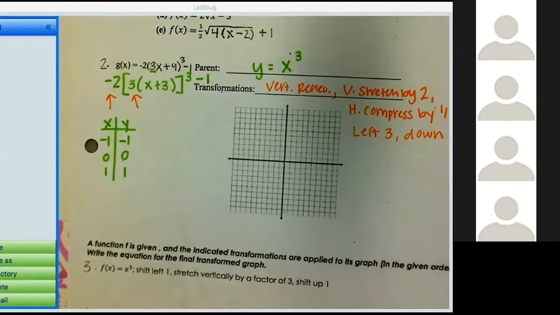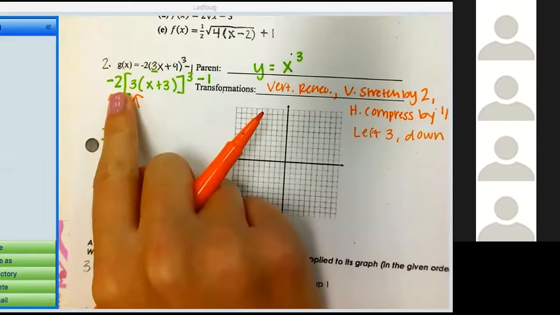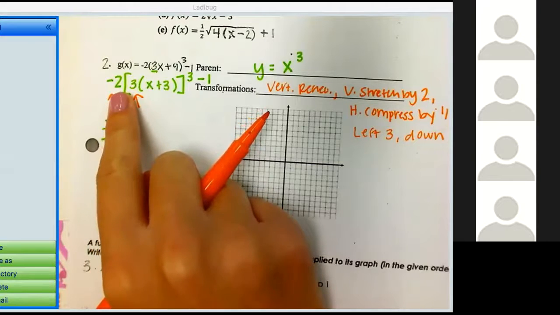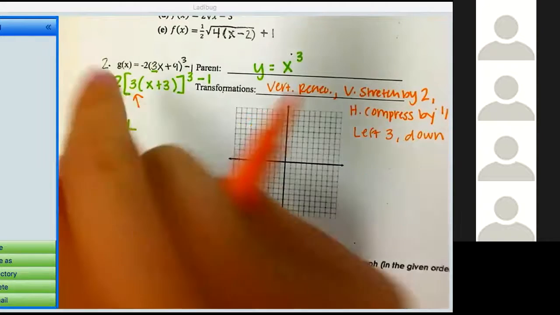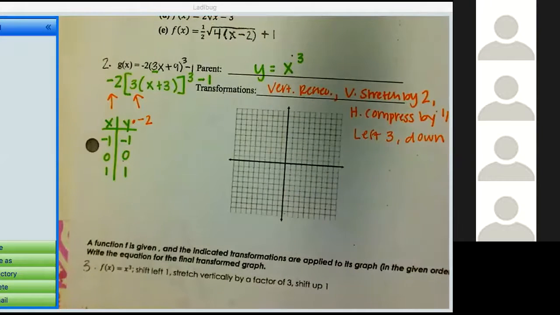Okay, so now you read it left to right. So let's look at this. The -2 was on the outside. It is a vertical stretch. So what am I going to multiply by -2? The y's. Very good. Because it's vertical.